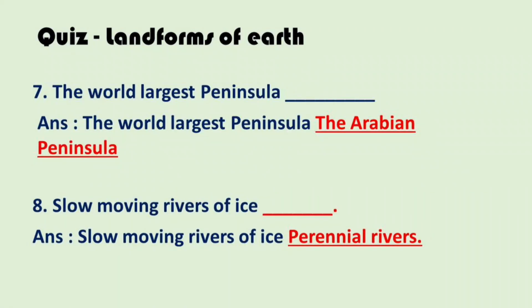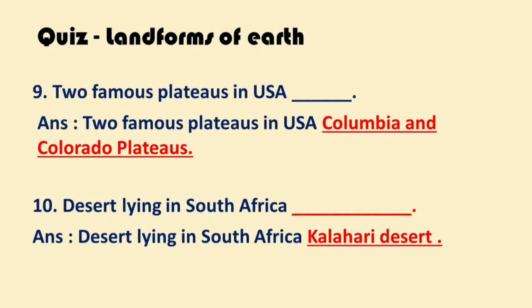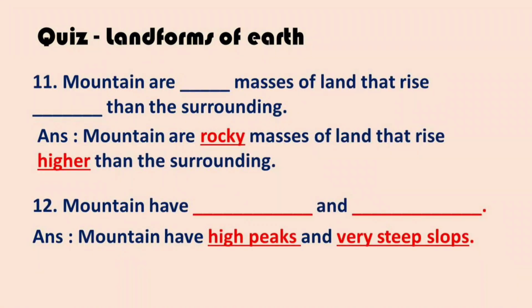7. The world largest peninsular dash. Answer is, the world largest peninsula, the Arabian Peninsula. 8. Slow moving rivers of ice dash. Answer is, slow moving rivers of ice, perennial rivers. 9. Two famous plateaus in USA dash. Answer is, two famous plateaus in USA, Columbia and Colorado plateaus. 10. Desert lying in South Africa dash. Answer is, desert lying in South Africa, Kalahari Desert.